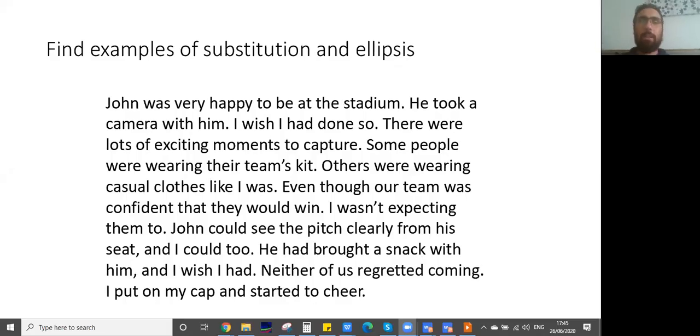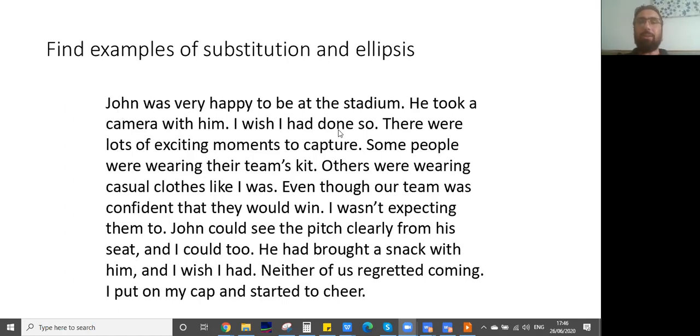Okay, so let's take a look at this exercise. John was very happy to be at the stadium. He took a camera with him. Do we have any form of substitution or ellipsis here? Yes, he. Definitely we have he referring to John. Okay, a camera with him. Good stuff, Saliha, Satish. Yep, we are referring to John.